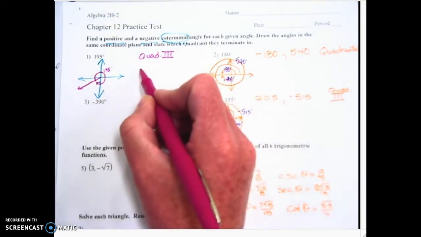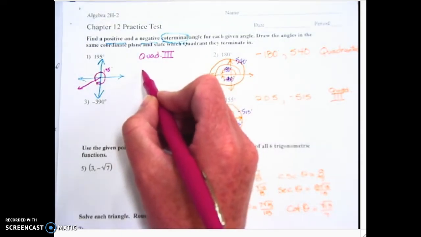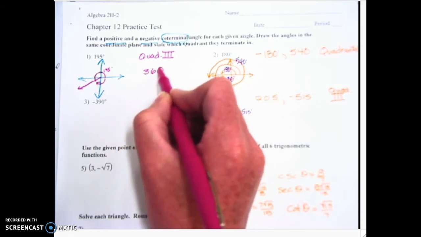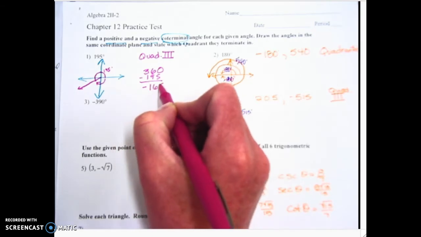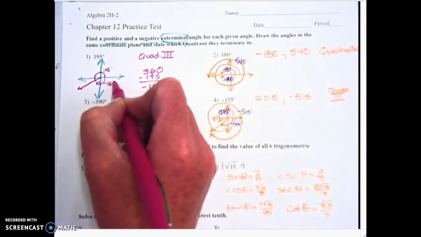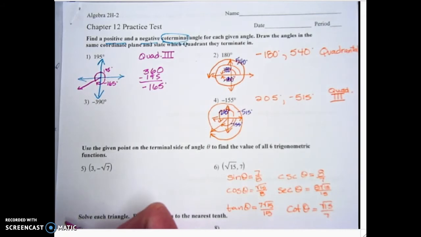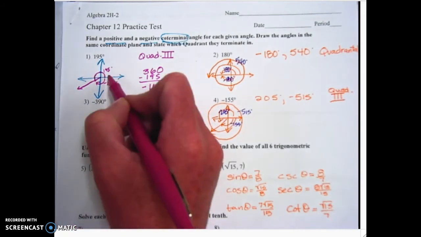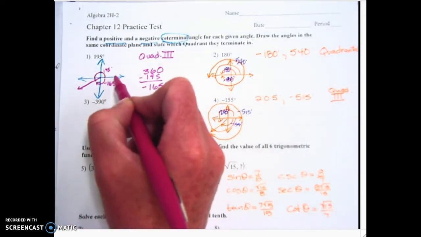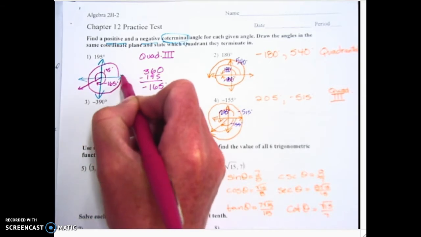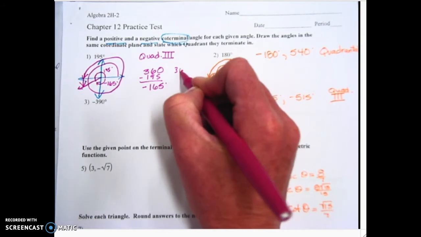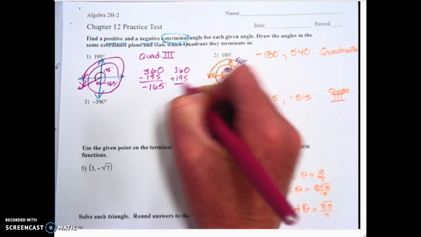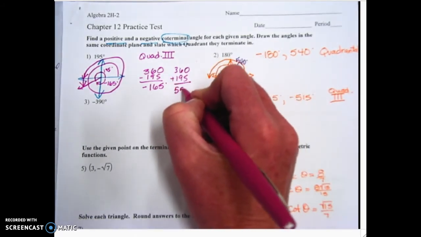So if we start with 360 and we subtract 195, we get 165, and then we just make it negative. So this is negative 165 degrees. There's our negative one. To get the positive one, we start at the same spot we did here. We go around a full 360 and then another 195, all the way to there. So 360 plus 195, that one should be 555 degrees.